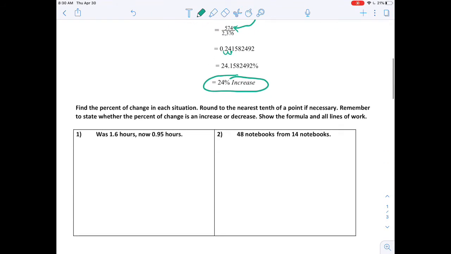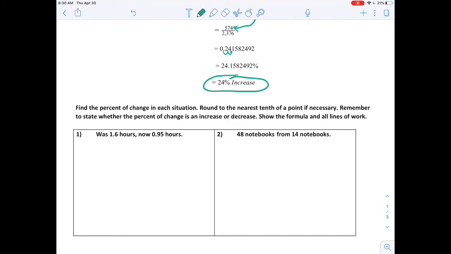So let's try this out on our own. Find the percent of change in each situation. Round to the nearest tenth of a point if necessary. Remember to state whether the percent of change is increase or decrease and show the formula in all lines of work. So, was 1.6 hours, now 0.95 hours.